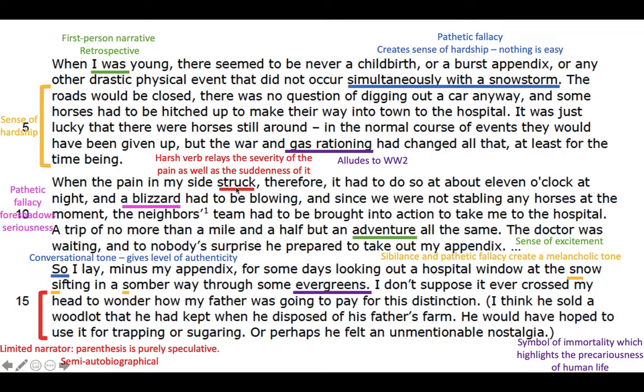And she creates this melancholic tone, okay, with the sibilance and the pathetic fallacy, snow sifting in a sombre way. And she's looking at the evergreens, and I find that really interesting, and I think this links later on in the short story. So evergreens are a symbol of immortality because they highlight the precariousness of human life. Evergreens last all year round and they can last through any kind of weather. So they're incredibly resilient, unlike human life. And so this moment here, when she's had this health scare, has that made her reflect on the precariousness of her own life, but maybe not even just her own life?